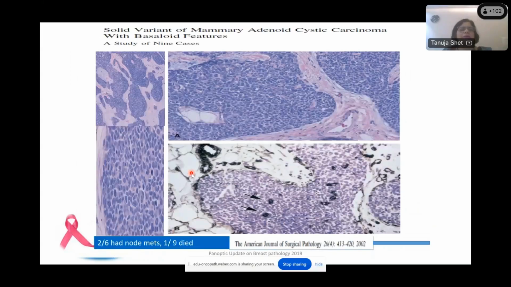This is a solid variant, very, very difficult to diagnose. And this is the cause of confusion because many of them actually are triple negative breast cancer. So I don't diagnose this unless I'm pushed to the wall.